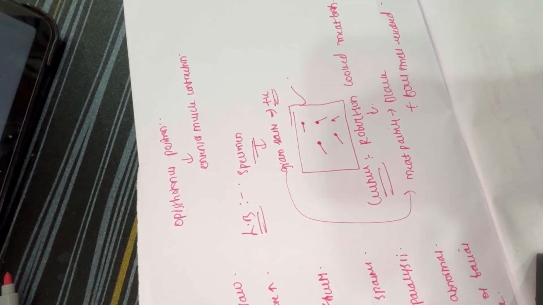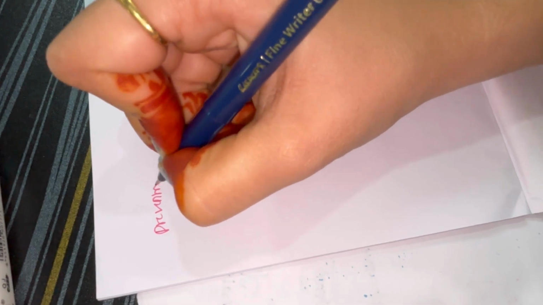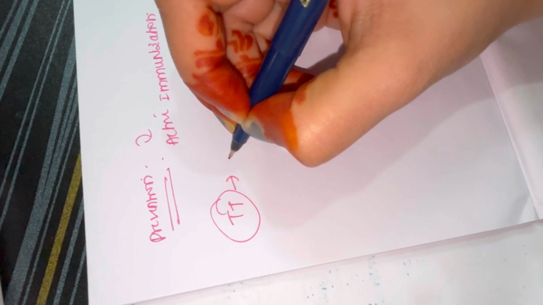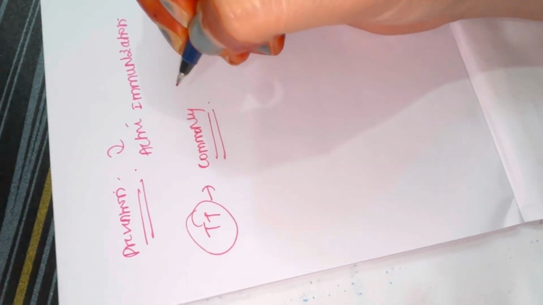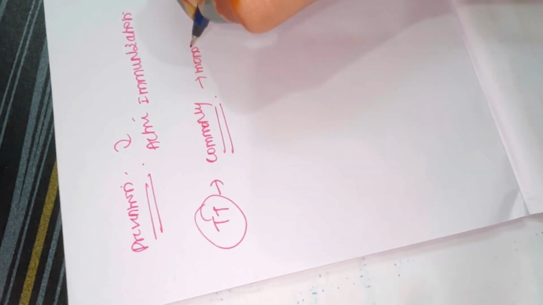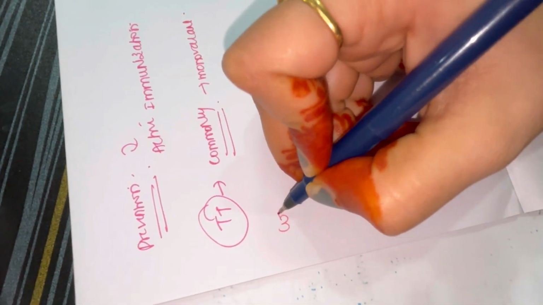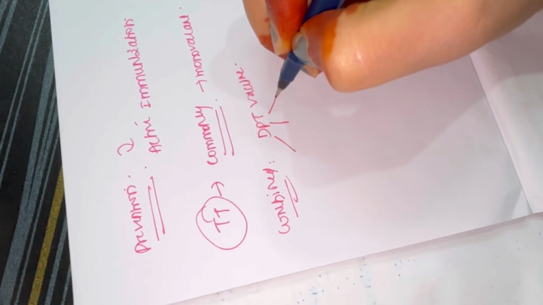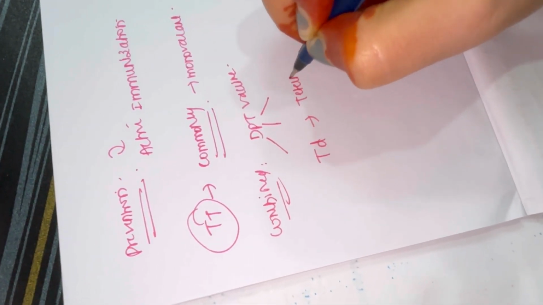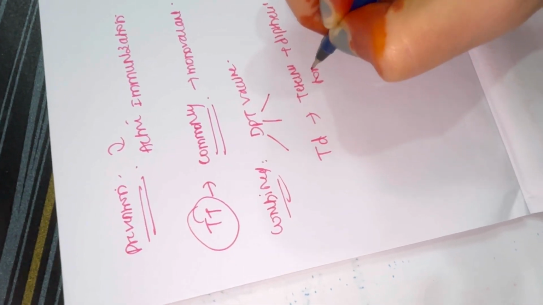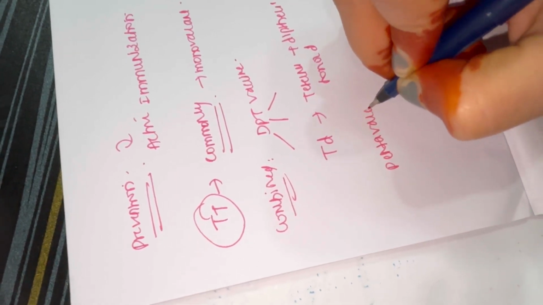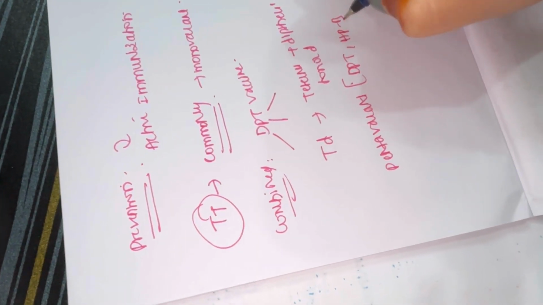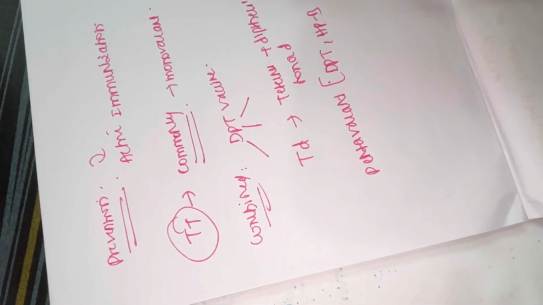Now, prevention. Prevention is done by active immunization. One is tetanus toxoid, which is commonly used. This is a monovalent vaccine. What are the other combined vaccines? One is the DPT vaccine, which contains diphtheria, pertussis and tetanus. Another one is Td, which contains tetanus plus diphtheria toxoid. Another one is pentavalent, which contains DPT, hepatitis B and Haemophilus influenzae B. These are the immunizations.